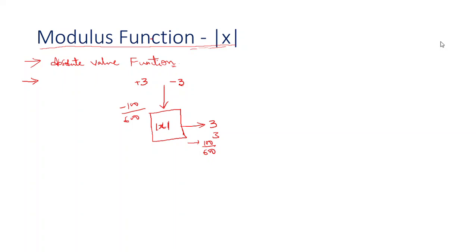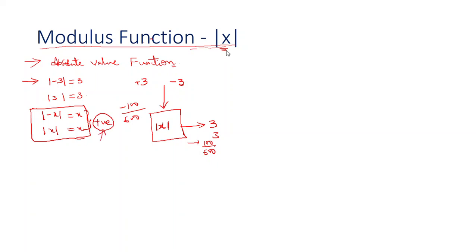This is represented like this, mod x. For example, if we take mod of -3, then the value will be 3. Or if we take mod 3, then the value will be 3. So no matter what value you take, whether negative or positive, the output will always be positive. This is absolute, so this is also called absolute value. This modulus function is a type of function that always gives positive values.